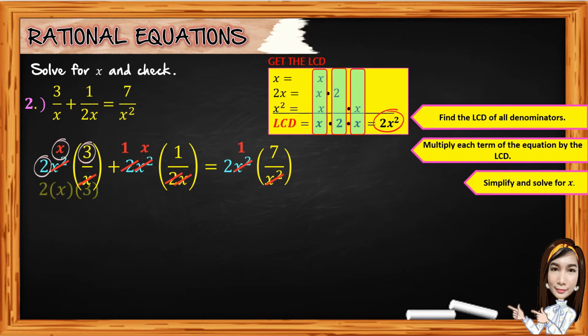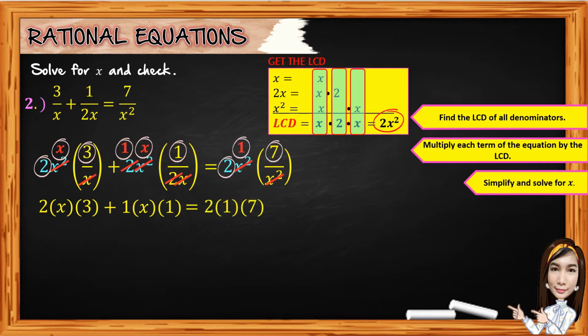On the first term, we have 2 times x times 3. On the second term, we have the remaining 1 times x times 1. And on the other side, we have the remaining 2 times 1 times 7. Then perform multiplication. 2 times x times 3 is equal to 6x. 1 times x times 1 is equal to x. So take note, any number or variable multiplied by 1, still we have the number or variable. On the right side, we have 2 times 1 times 7 is equal to 14.